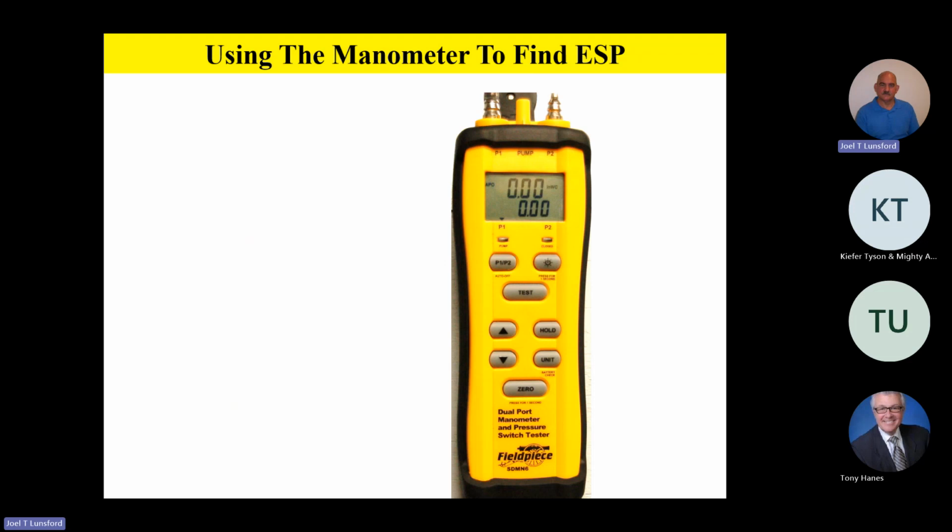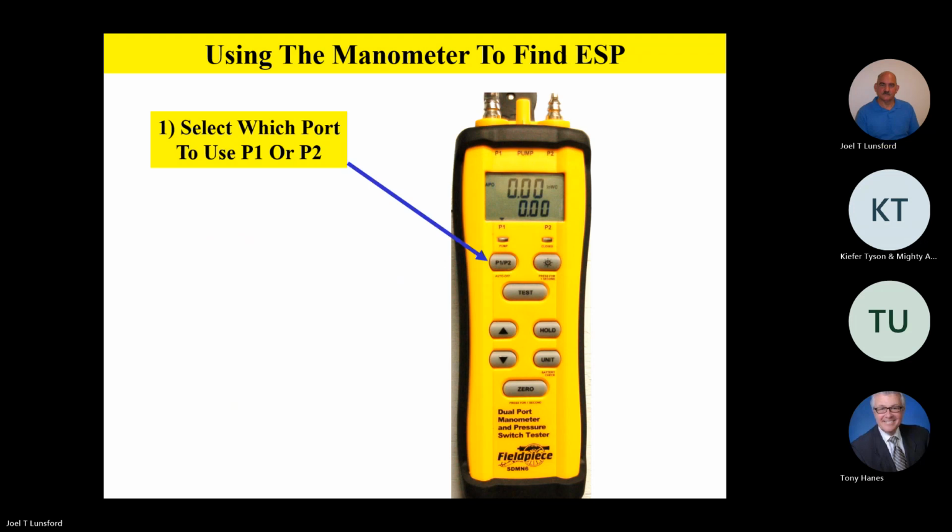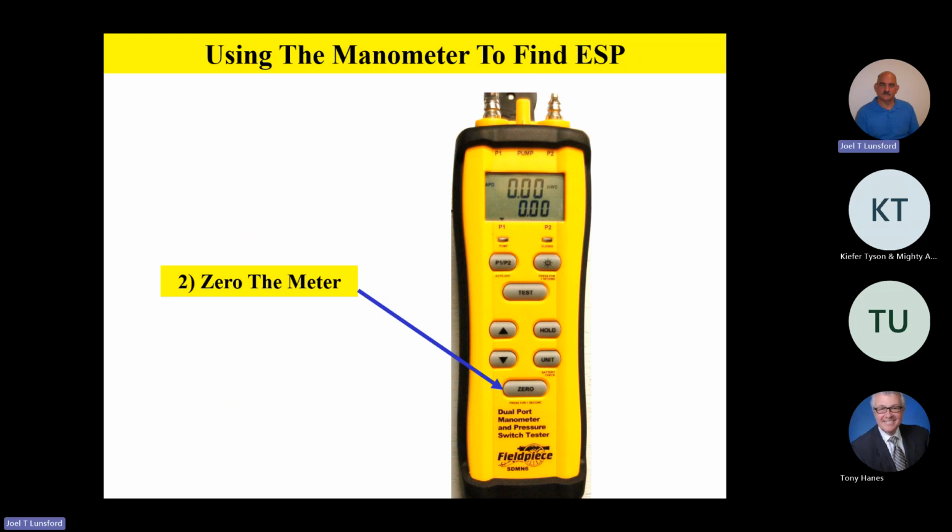This happens to be one in my own tool bag. It just happens to be a Fieldpiece, but UEI makes them, Fluke makes them. I happen to have a Fieldpiece dual port manometer and pressure switch tester, and there's a picture of it right there. The way to use this, you're going to select which port you're going to use, P1 or P2. You can select it right there on the top. And then you're going to zero the meter. You want to make sure you zero the meter because sometimes, just because of temperature or what have you, the meter may not be zero. So always zero your meter.